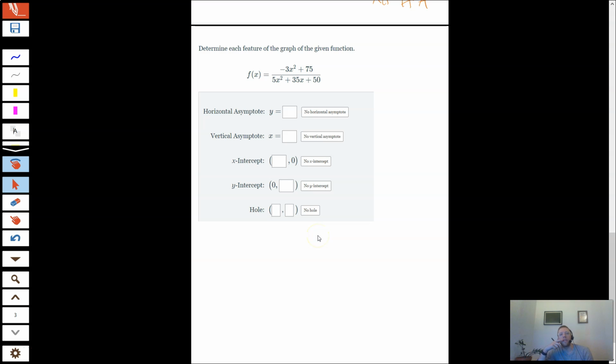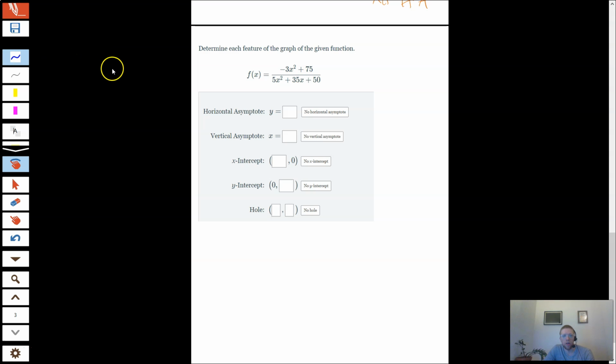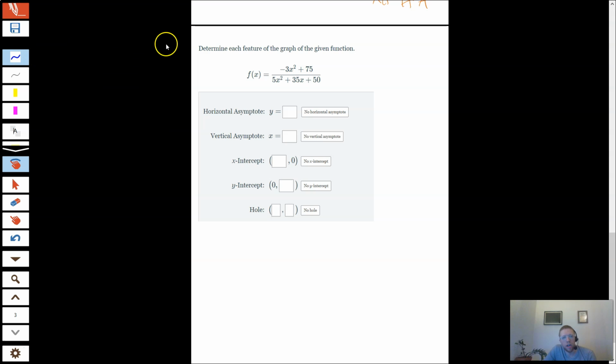Hey guys, so in this example, we're given a rational function and we need to find a whole bunch of stuff out about what the graph looks like. So you're more than welcome to use Desmos to graph this and take a look at the graph if that will be helpful, but we can actually do all of these without doing that. So I want to start, we'll just go in order actually.